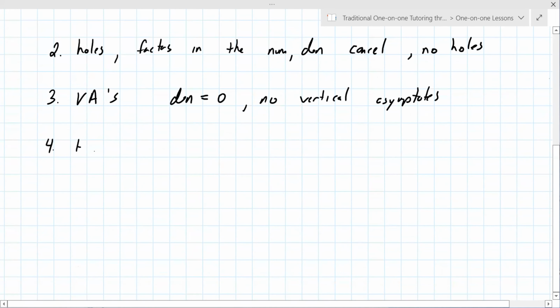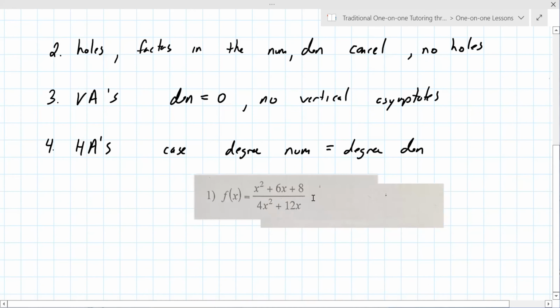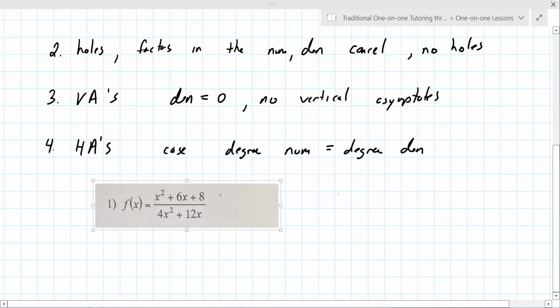Fourth are the horizontal asymptotes. And this is the case where the degree of the numerator equals the degree of the denominator. If it's not clear what I mean by that, it's actually easiest to go back to the original form here. So the degree of the numerator is 2 because of that 2 right there, and the degree of the denominator is also 2 because of that right there. It's the highest exponent on x.